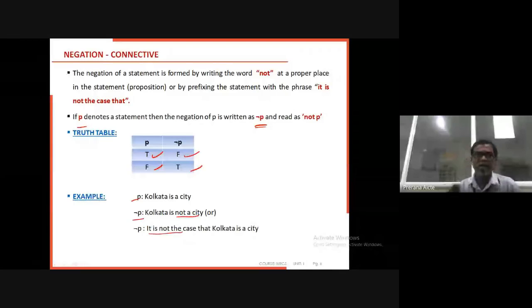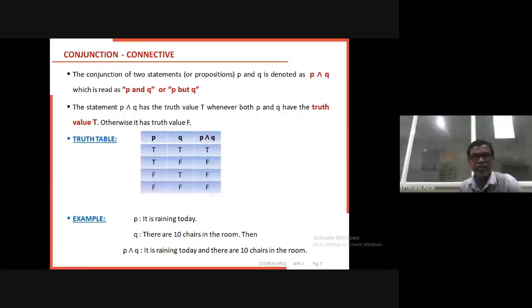And coming to the second one, the conjunction connective. See here, if I want to connect two or more statements by using the connective, the word and, or sometimes I may use but. Okay, P and Q, or P but Q, like this. Then I am going to use this conjunction connective. And coming to the truth table, if you consider two variables as an example, so 2 power 2, totally four possibilities we will get here. The four possibilities will be like this.